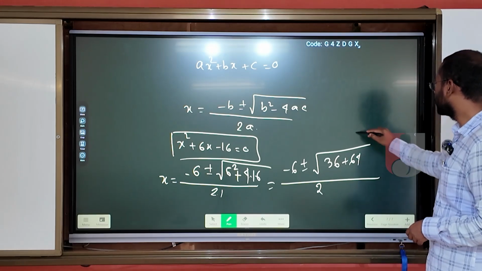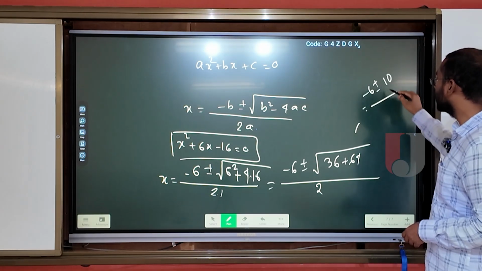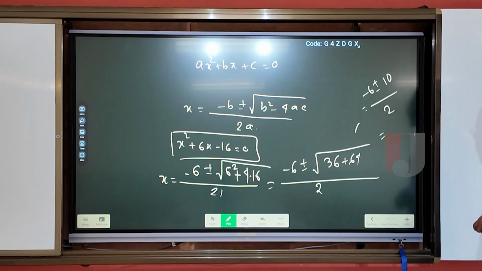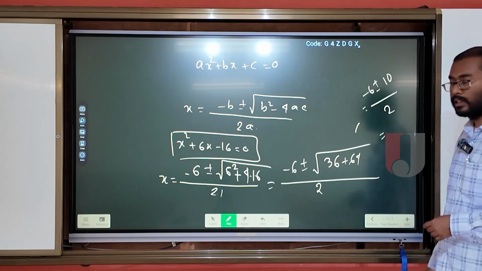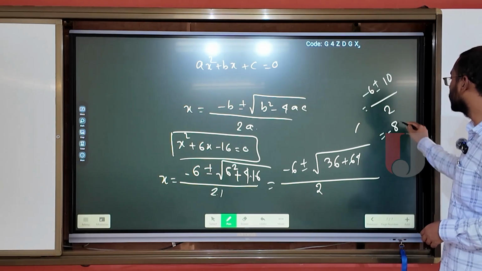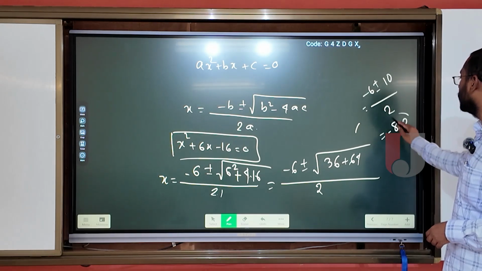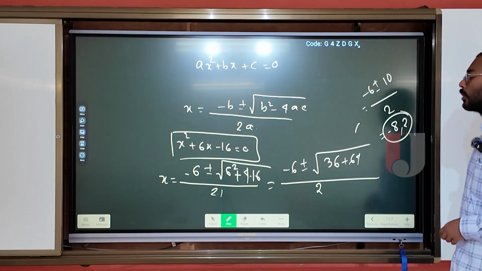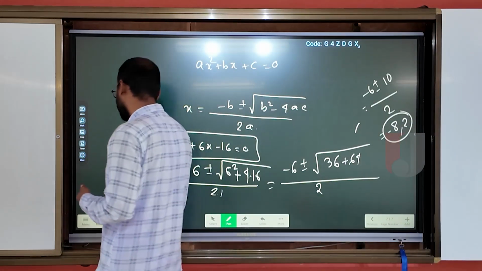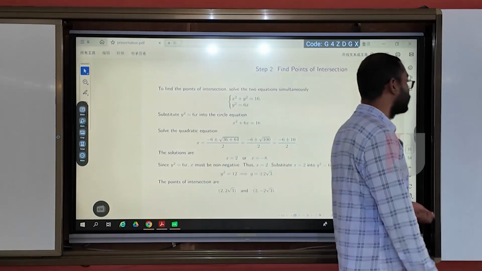So it will come, it is minus 6 plus minus 10 by 2. That is, once you take the plus sign, another time you take the minus sign. If you take the minus sign, it will come minus 8, and if you take the plus sign, that is 2. Okay. But we should not consider minus 8. Now why should we not consider minus 8? That is a very important thing, because see x is coming minus 8 and x equal to 2.